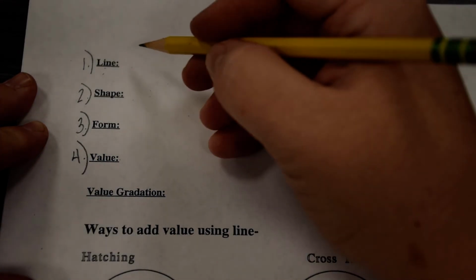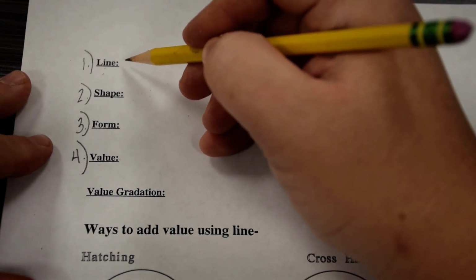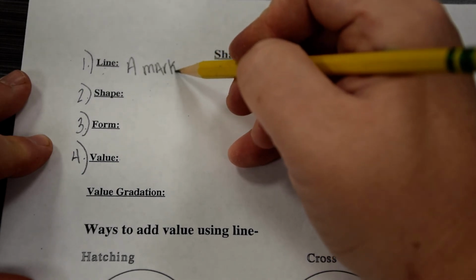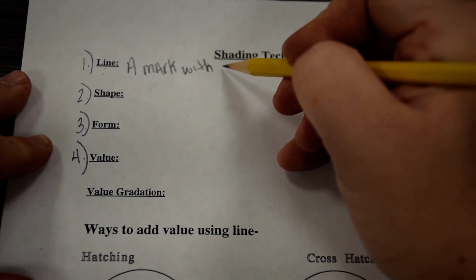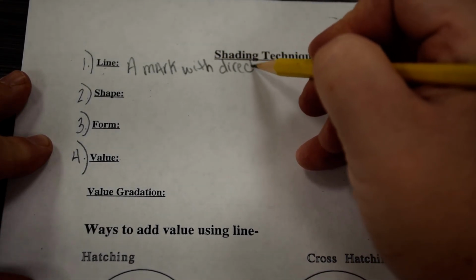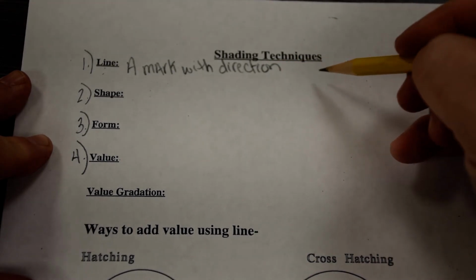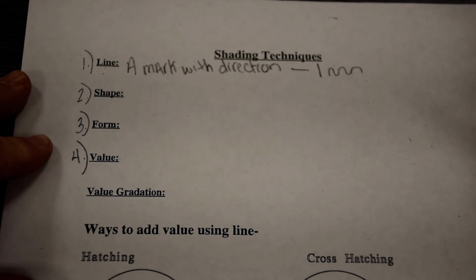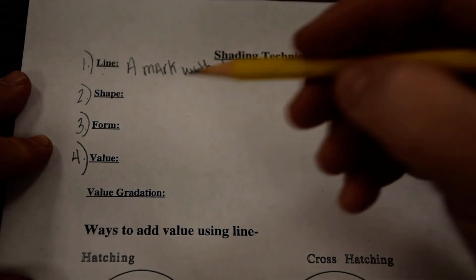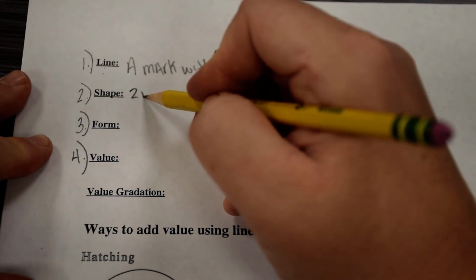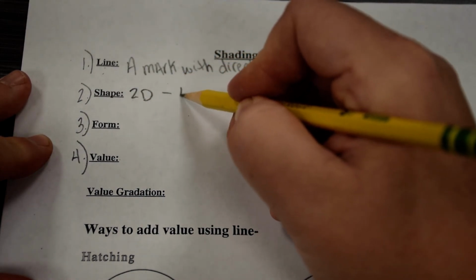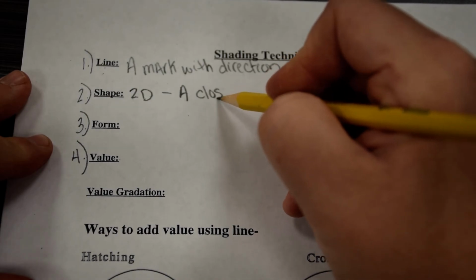Okay? Line, remember we define that as a mark with direction. Remember, that can be a horizontal line, a vertical line, a curving line, any kind of line. And then a shape that's two-dimensional. It's a closed line.